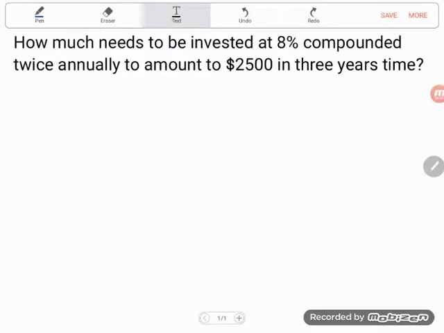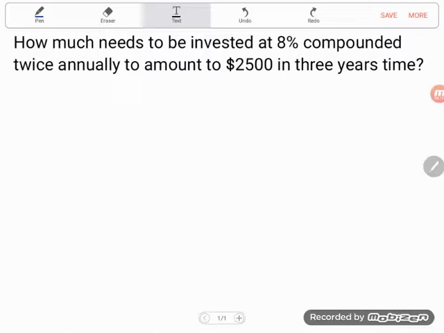So, hello college math students, we're going to continue our study of compounding interest. This time though, we need to do some algebraic manipulation. Now, that might sound difficult, but this is actually a relatively straightforward manipulation.